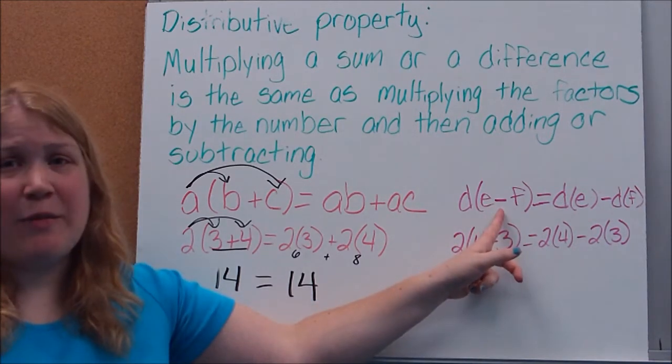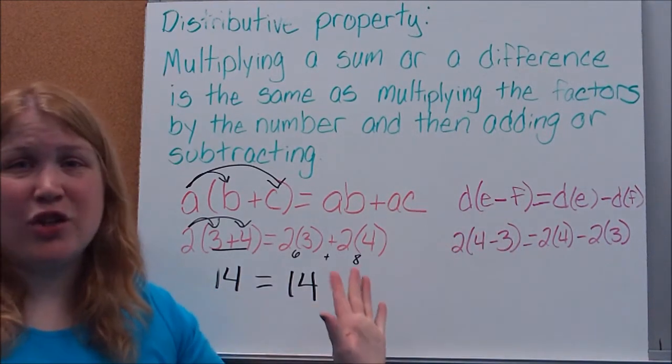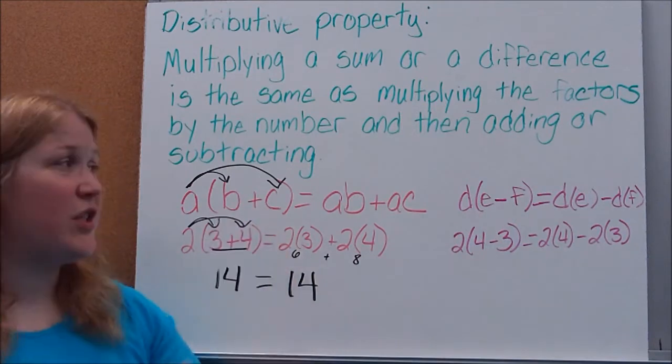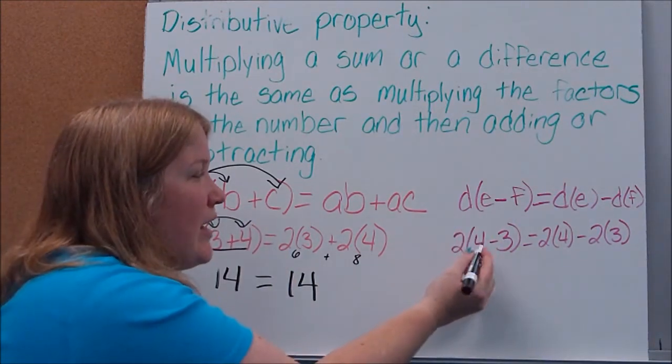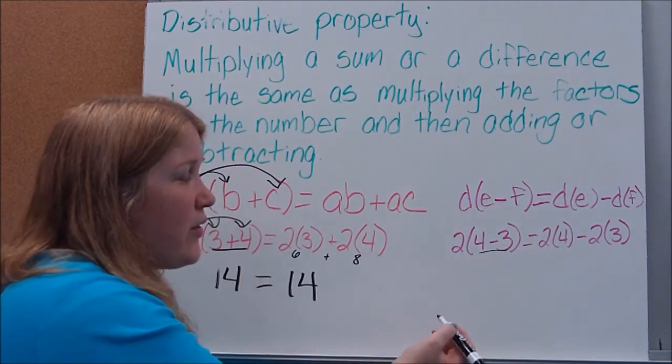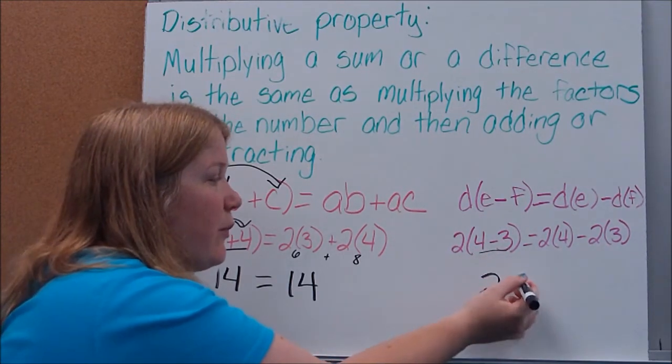The same thing happens if I'm subtracting on the inside. Just make sure that your subtraction or your addition stays the same. It still works the exact same way. So again, here, we'll do it the right way. 4 minus 3 is 1. 1 times 2 is 2.